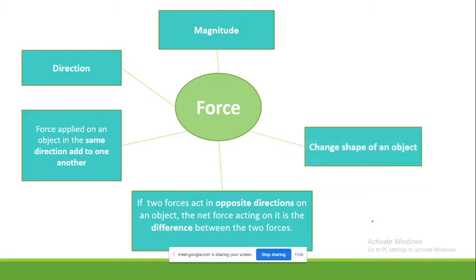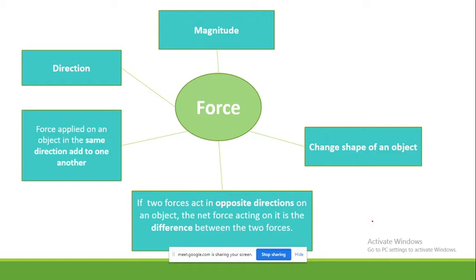Then we have seen the effects of force. Force can change the shape of an object. Then what else can force do? Can you give me the next effect? It can move the object. Okay. Anyone else? Not just moving. It can change shape, ma'am. Yeah, it can change shape.